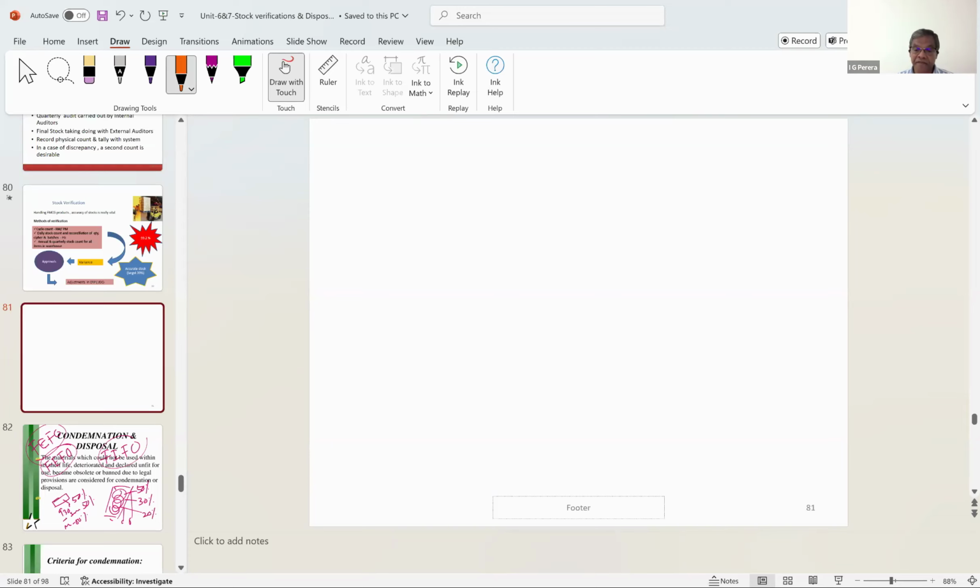What kind of items? All medicine. Medicine.